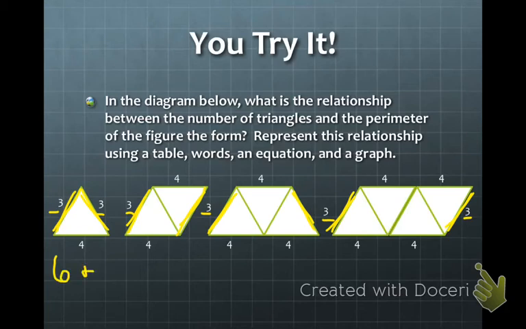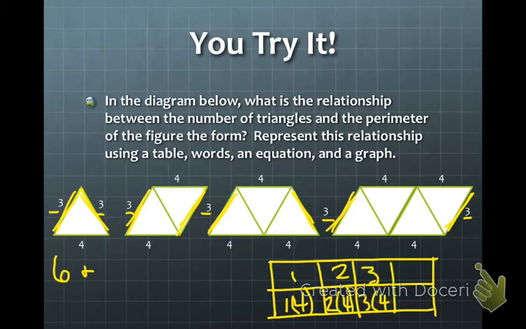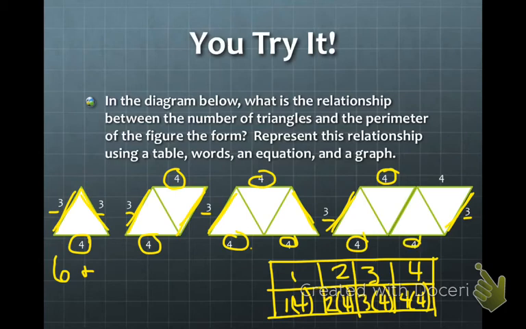Okay, I'm going to make a little chart here to talk about our 4s. So if we have one triangle, we have 1 4. If we have 2 triangles, we have 2 4s. If we have 3 triangles, we have 3 4s. And if we have 4 triangles, we have 4 4s. So I hope you see the pattern there: 1, 1 2, 1 2 3, 1 2 3 4.